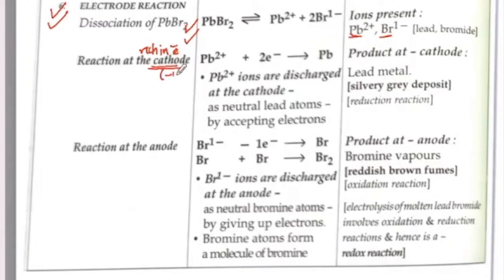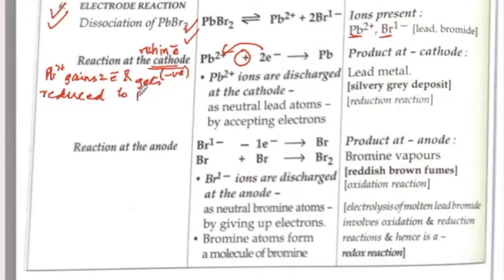It is rich in electrons. Why? Because the cathode is the negatively charged terminal, correct or no? So it will be rich in electrons. So the electrons will be supplied to Pb2+. So it will gain these 2 electrons and it will become Pb, correct? So now it is gain of electrons. So Pb2+ gains 2 electrons and gets reduced to a Pb atom, correct? Therefore, the cathode has reduction taking place, correct or no?